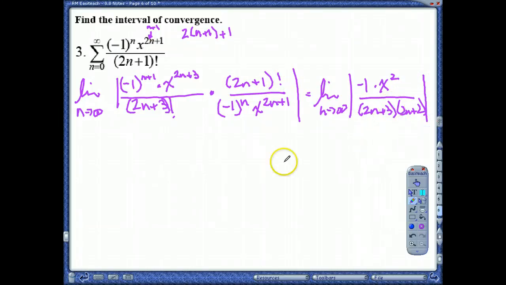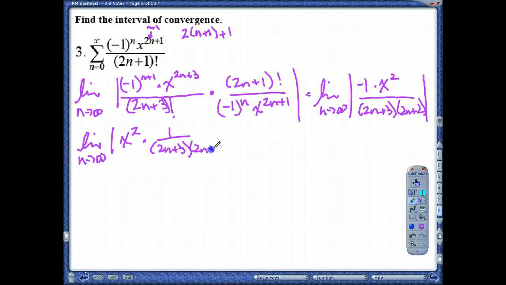Okay. All right, so when I do some simplification here, and I really am not going to do much, I have that negative 1, which the absolute value of negative 1 is the same thing as the positive 1, so I'm not really going to do too much with that, so that's where the negative 1 is going. So I've got x squared times 1 over 2n plus 3 times 2n plus 2. Now we're taking the limit as n approaches infinity. When I do that, this little guy right here, as n gets really, really big, this is going to go to 0.